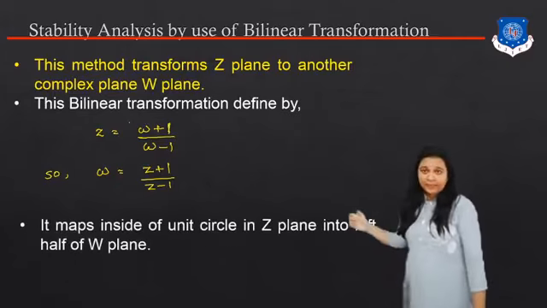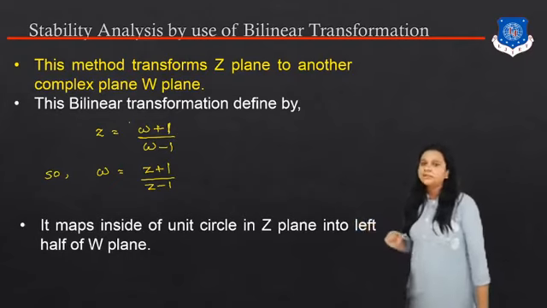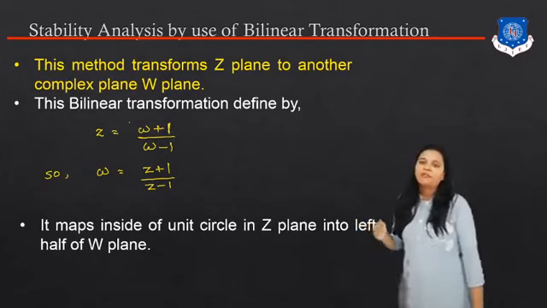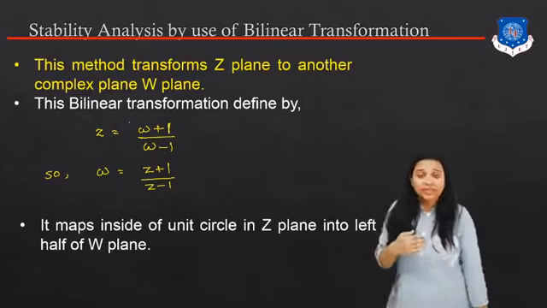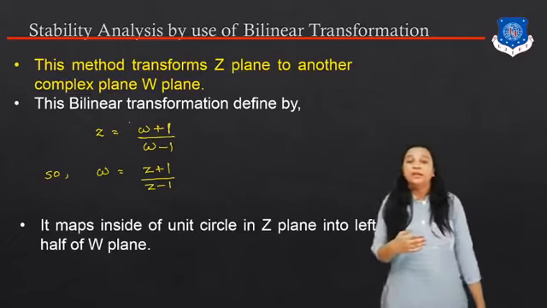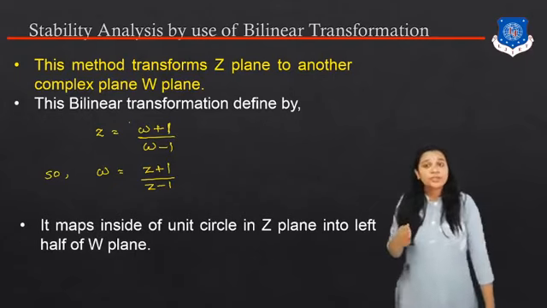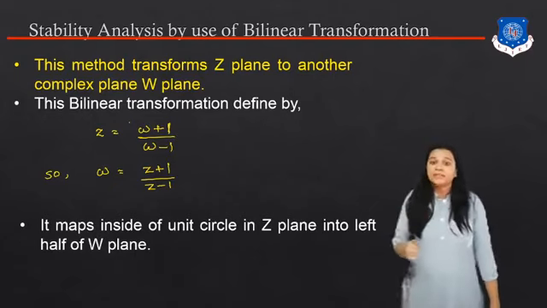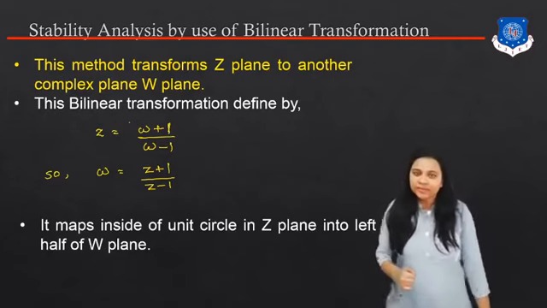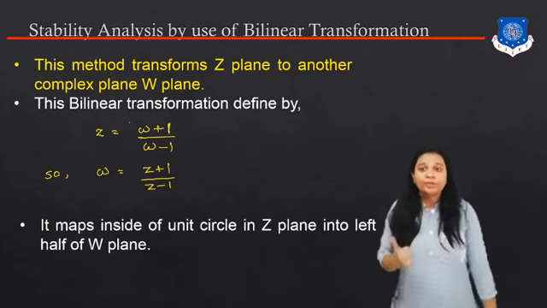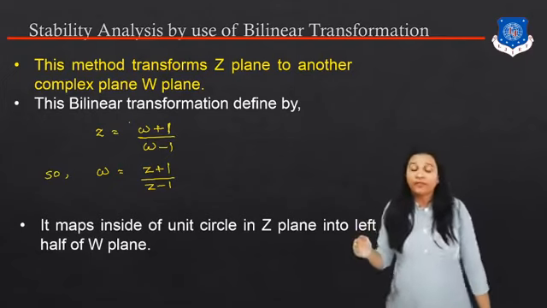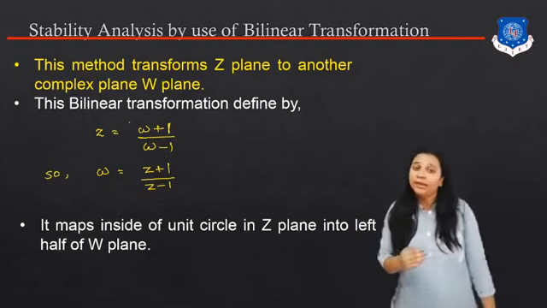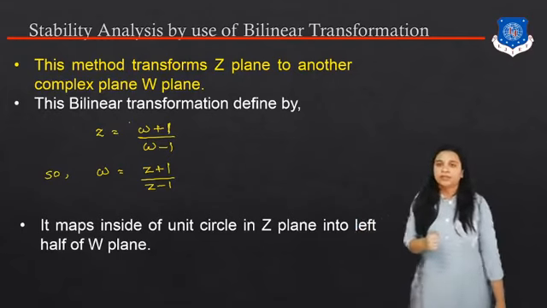It maps the inside of the unit circle in the Z plane into the left half of the W plane. It indicates the condition for stability in the Z plane. As we discussed earlier, if all the roots, poles or zeros are located in the left hand side as well as in the unit circle, that system becomes a stable system.